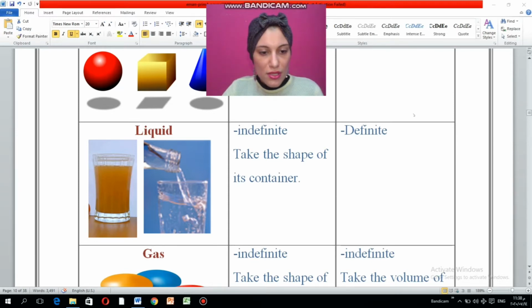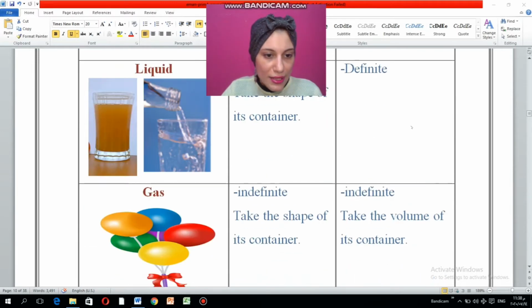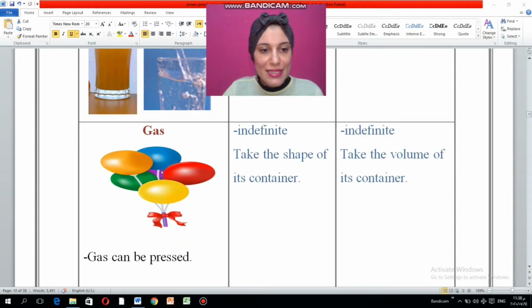Now let's discuss together state number 3, the gas state. Okay, we will study the shape and the volume. The shape of gas state is indefinite, like the balloons in front of us. The gas like hydrogen, oxygen, nitrogen, all the gases in the air.